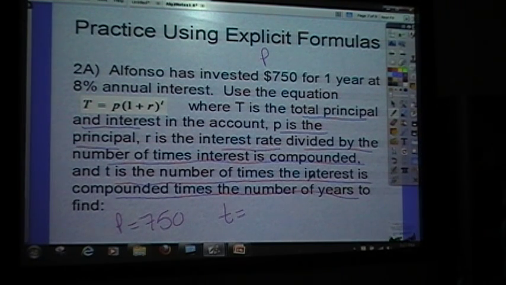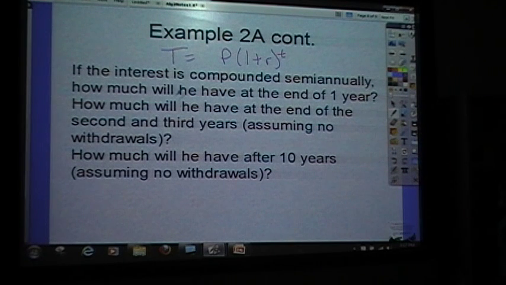Number of times, the number of years to find. So we need to find out how many times it's compounded. Well, let's look at what they want us to find. Remember, P is 750. That's the only thing we really know. If the interest is compounded semi-annually, that's what we were waiting for. Semi-annually means 2 times a year. How much will he have at the end of 1 year? How much will he have at the end of the second and third year? And how much at 10?